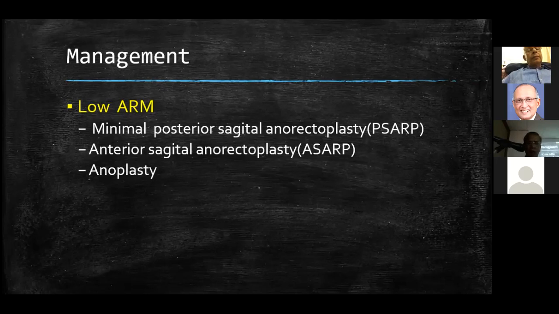So unless you write these terms, your examiners may not know about anoplasty, which we are doing as a similar operation, a guaranteed operation. The result is guaranteed. With PSARP and ASARP, the result is not guaranteed, but here the result is guaranteed. The patient will be continent, guaranteed. But the problem is that it is not mentioned in the latest textbooks, so your examiners may not know.